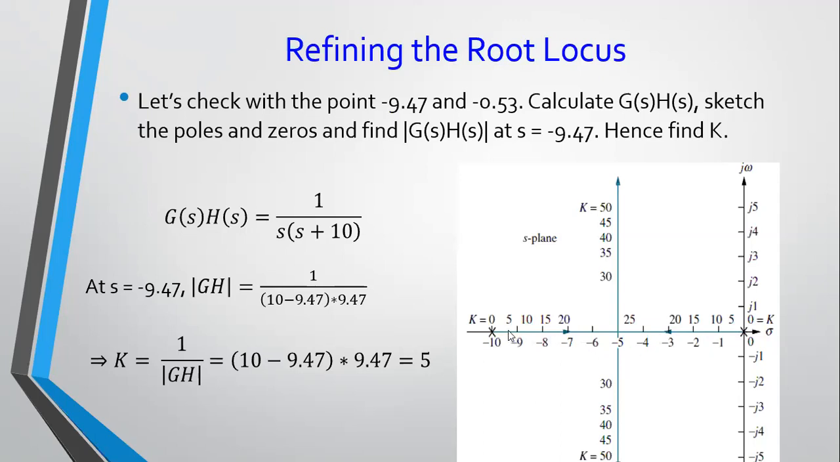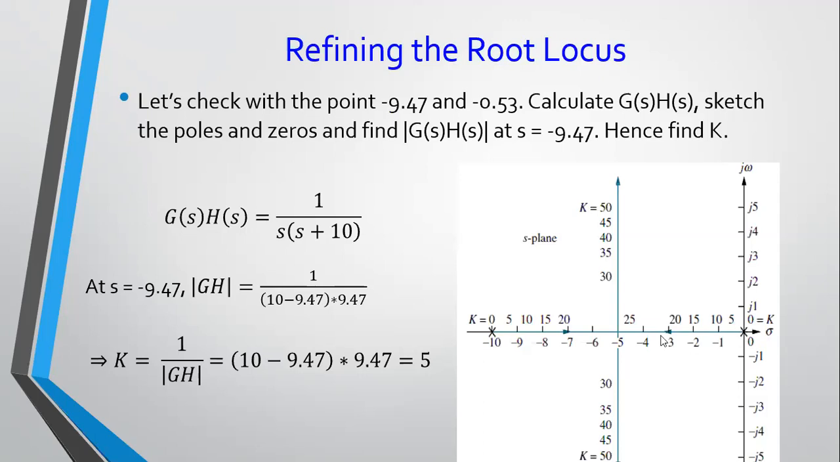I'm just doing it with my mouse here. I'm not actually drawing it, but I'm just explaining it. So -9.47 will be somewhere here. This is your point of interest where you want to find a gain. You will link it to this pole here at -10, and you will link it to this pole here at 0.